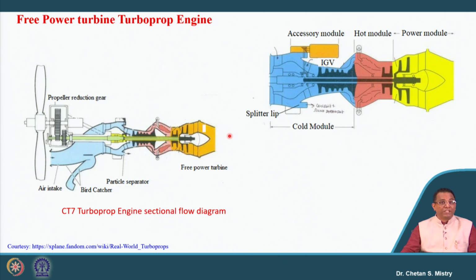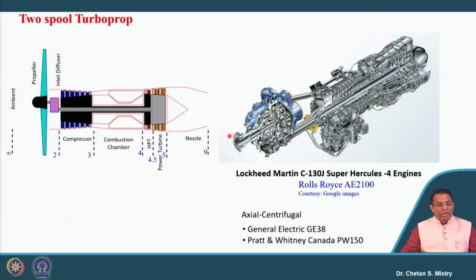Now we are moving towards the next kind of configuration, where we have two spools. So let's look at what we mean by a two spool configuration. Here in this case, we have our compressor connected with the turbine. Secondly, we have a secondary turbine, or power turbine. This power turbine is only connected with the propeller. So this is the configuration we call a two spool turboprop engine.